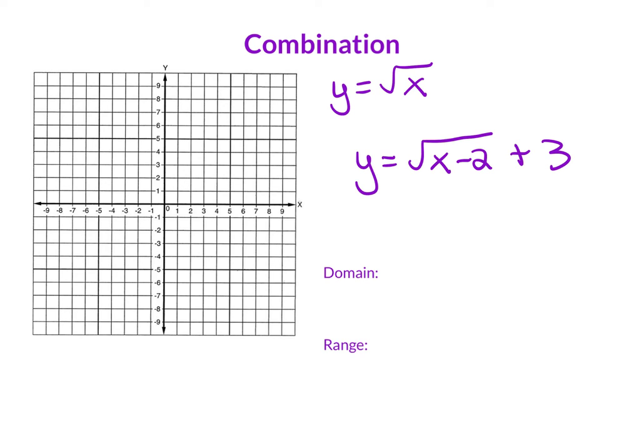All right, and for our final graph, there'll be a combination of both horizontal and vertical translations. So once again, let's just graph the parent function. 0, 0, 1, 1, 4, 2, 9, 3.